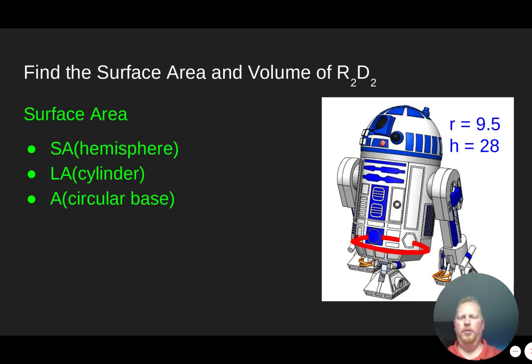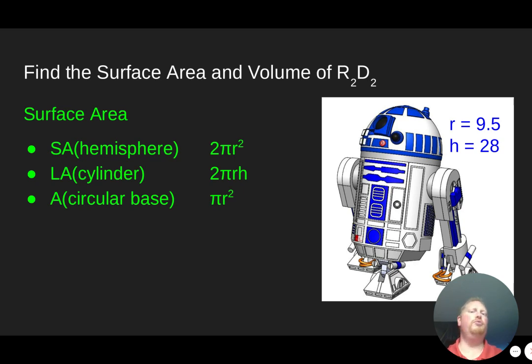So let's go ahead and get some formulas for these three regions that we're going to find. So for the surface area of a sphere, it's 4 pi r squared. However, since it's a hemisphere, we're only taking half of it. So 1/2 times 4 pi r squared. Well, half of 4 just makes 2. So that's the formula I'm going to use for the hemisphere of R2D2's dome. The lateral area of the cylinder, that's just 2 pi rh. And the area of that circular base, that's just going to be pi r squared.